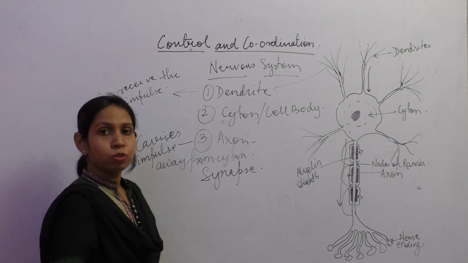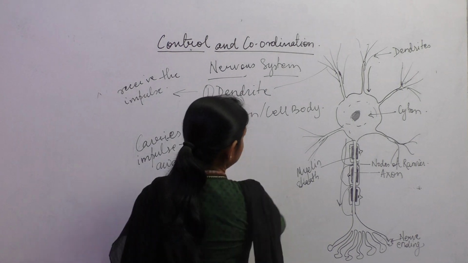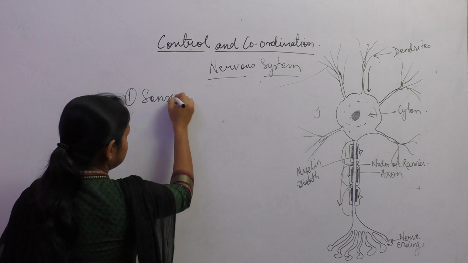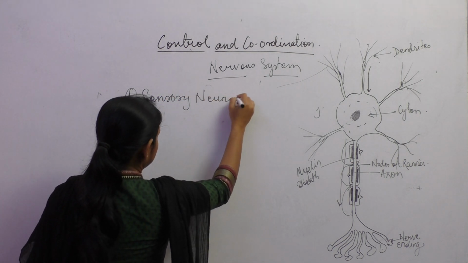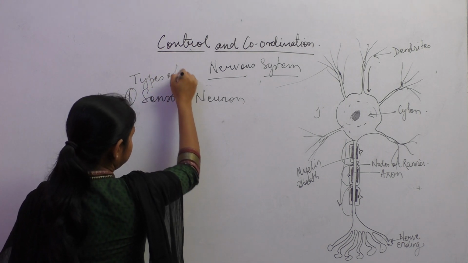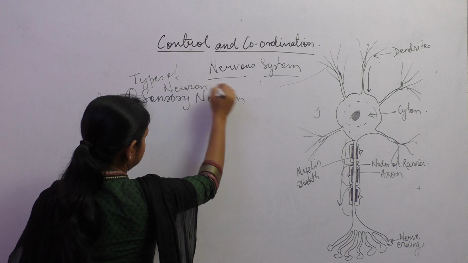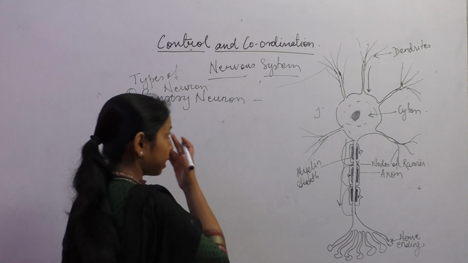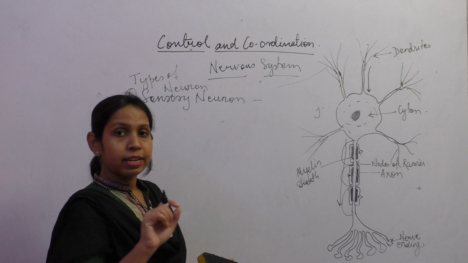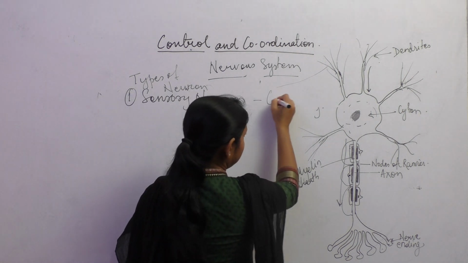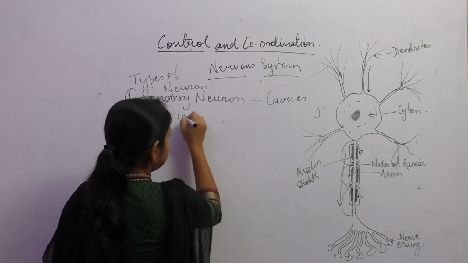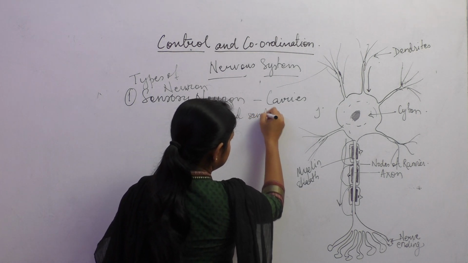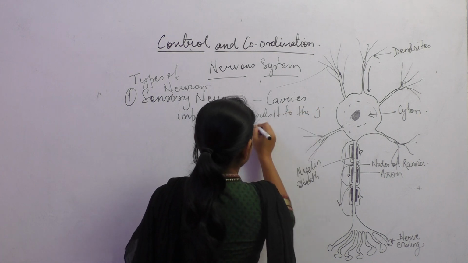Now, these neurons which we are studying, there are three types of neuron. What are the three types? The first one is the sensory neuron. What is it doing? Sensory neuron carries or receives the impulses and sends them to whom? Sends them to the CNS. So, sensory neuron carries impulse and sends it to the CNS.